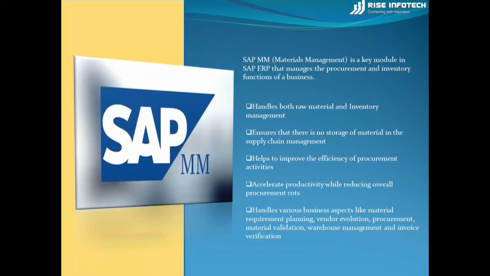Coming to SAP MM. SAP MM stands for Material Management. It is a key module in SAP ERP that handles both raw material and inventory management. It ensures that there is no shortage of material in the supply chain. It helps improve the efficiency of procurement activities. SAP MM accelerates productivity while reducing overall procurement cost, and it handles various business aspects like material requirement planning, vendor evaluation, procurement, material valuation, warehouse management, and invoice verification.